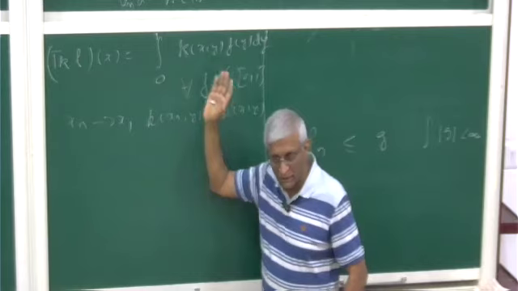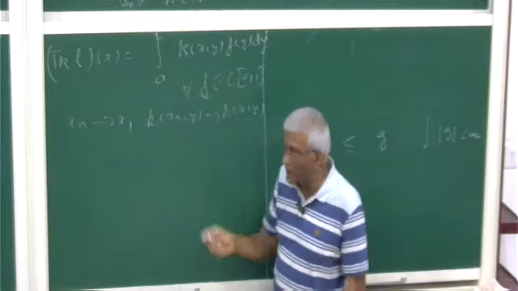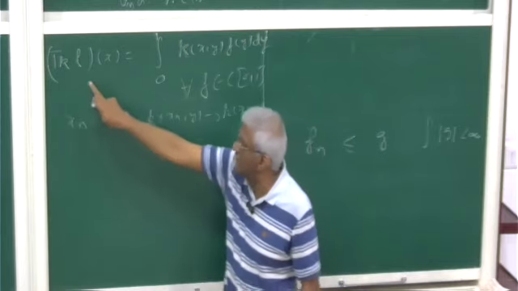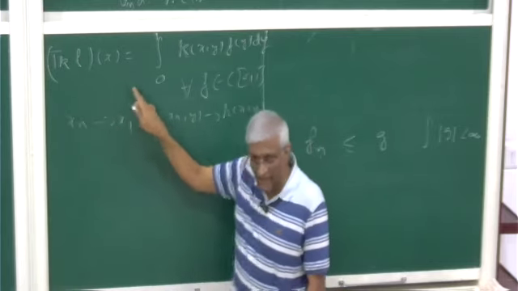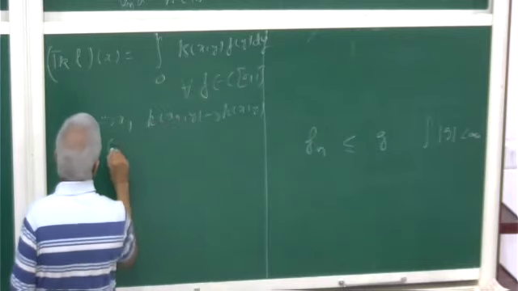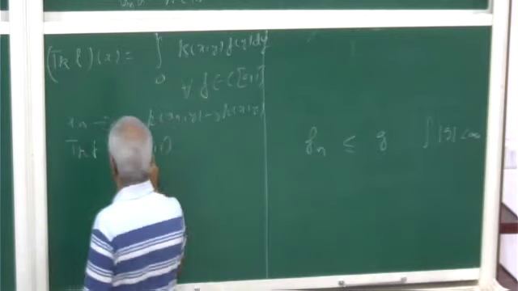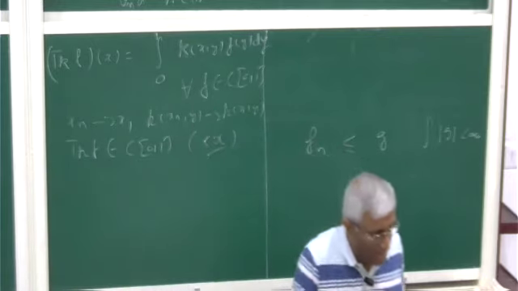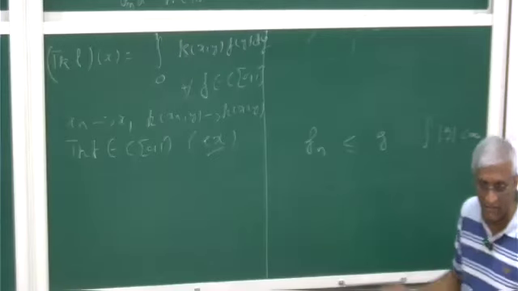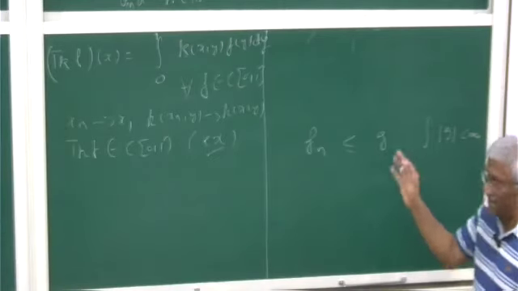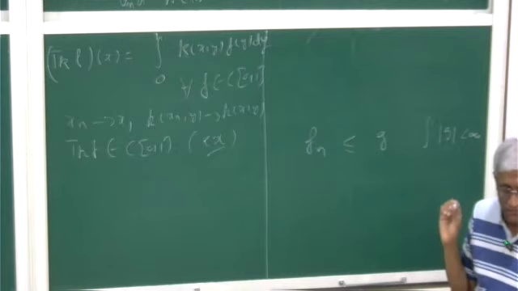There may be other arguments. So if xn goes to x, tk of xn will go to tk of x. This is continuous, so tkf belongs to C01. That is, it is continuous. I have already said everything, but still you verify and convince yourself. It's an easy exercise. So tkf is a continuous function.